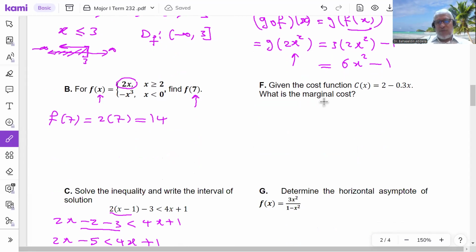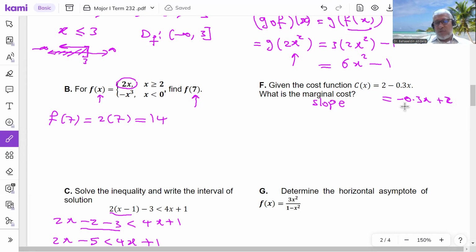This is the cost function. And the question, what is the marginal cost? The marginal cost is the slope. So where is the slope here? This is a linear function. You can write it negative 0.3x plus 2 if you like. So it is in the form y equals mx plus b.